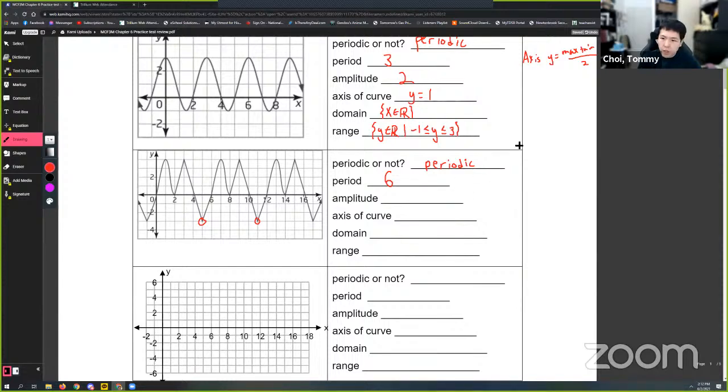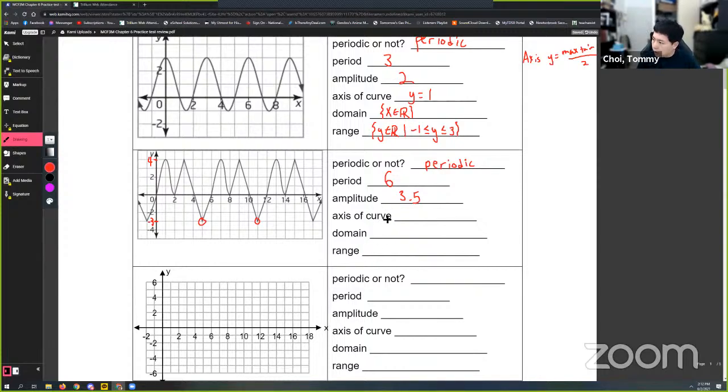The amplitude, if we use your formula, the peak is at 4, sorry, and the trough, the lowest point, is at -3. So 4 minus -3 is going to be 7. 7 divided by 2 will give you 3.5. Yes, your amplitude can be a decimal.